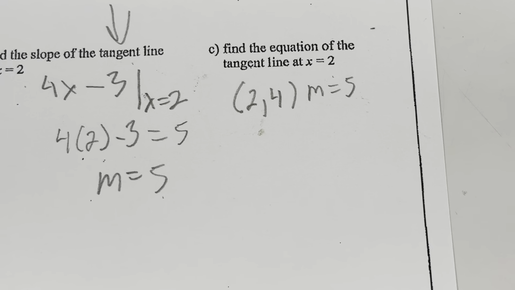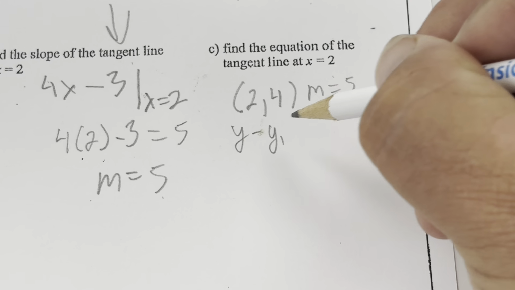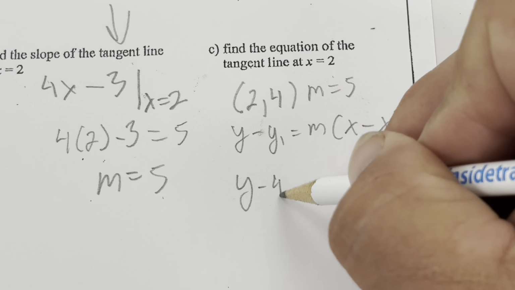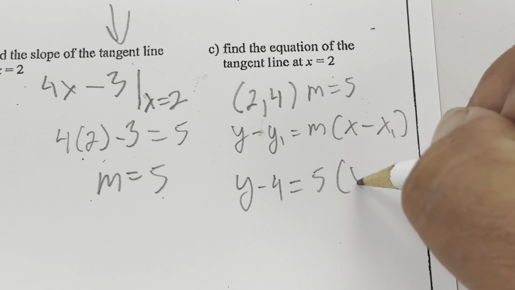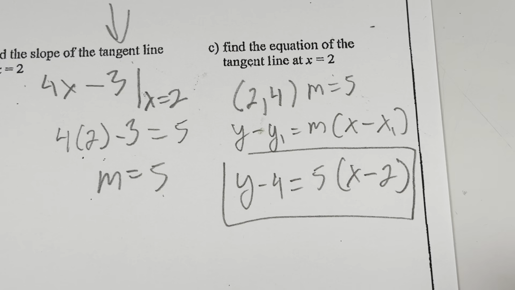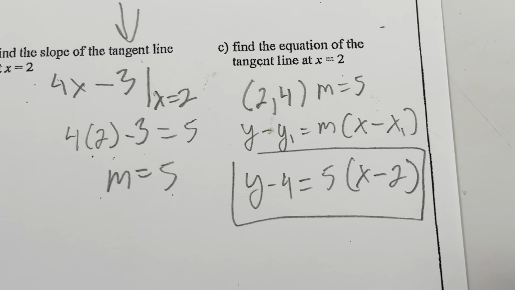And now we're just going to do point slope form. Y minus y sub 1 equals m times x minus x sub 1. Y minus 4 equals 5 times x minus 2. And I think that's all they really want us to do. We don't have to simplify that or rewrite it in any other form.